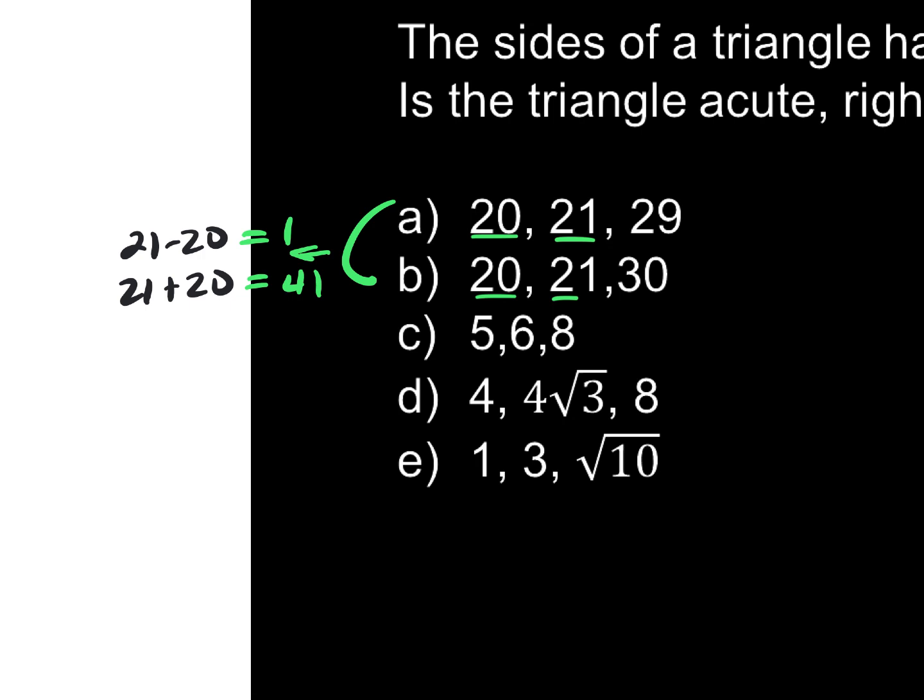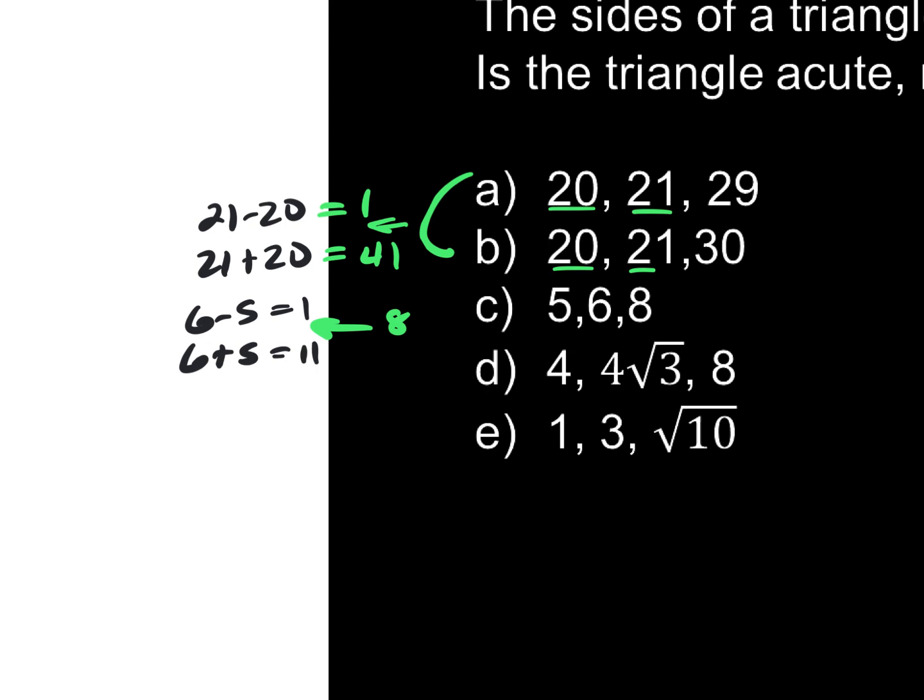I'll do the same thing on C. I need to add and subtract the two smaller numbers. So 6 minus 5, 6 plus 5, 1 and 11. So because 8 is in between there, this is also gonna be able to form a triangle. And then when I do part D, I'm gonna take the two smaller numbers. Now, for the 4 square root 3, you should do that on your calculator to see if it is the smaller number. So 4 times the square root of 3 is approximately equal to 6.9.